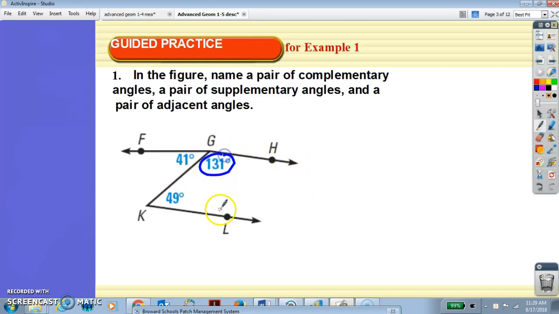HGK and L what? LKG. Do those add to 180? They do, so he is correct. Those are a great example of a pair of supplementary angles. And then I also need a pair of adjacent angles. Can anybody find some adjacent angles here?